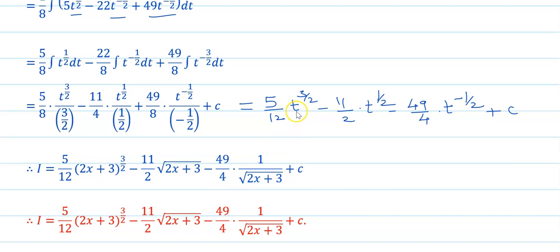Now substitute the value of t. What is t? 2x plus 3. Here 5 by 12 (2x plus 3) raised to 3 by 2 minus 11 by 2 into root of (2x plus 3) minus 49 upon 4 into t raised to minus 1 upon 2, which means 1 upon t raised to 1 upon 2, that is 1 upon root of (2x plus 3), plus c, and hence this is the answer. Okay.